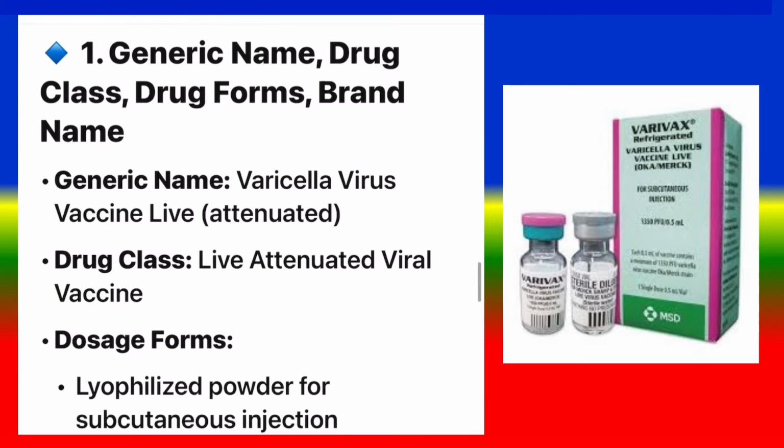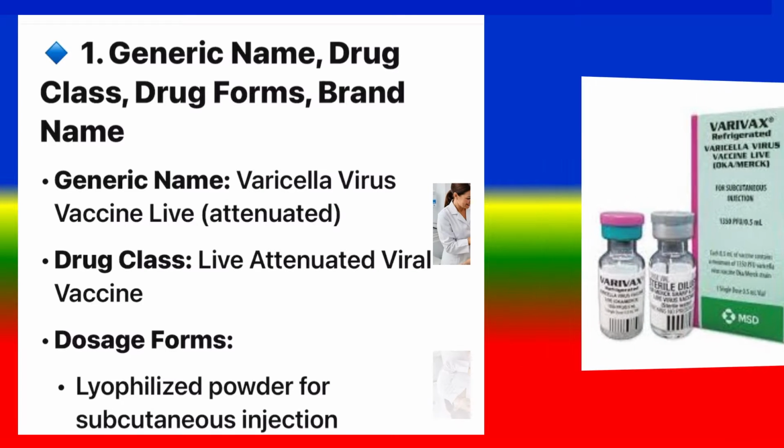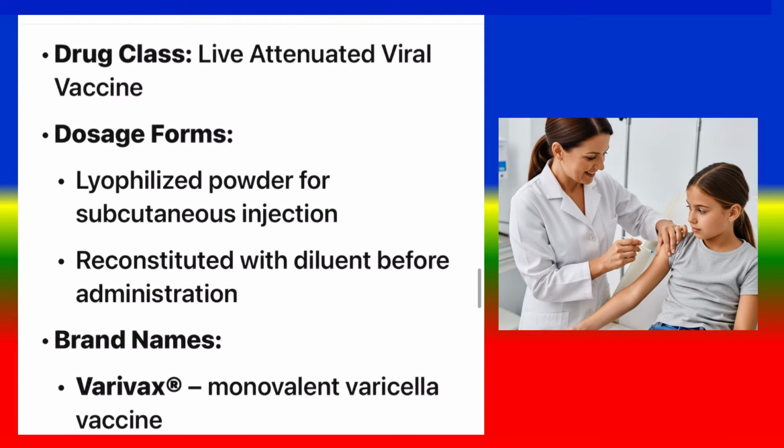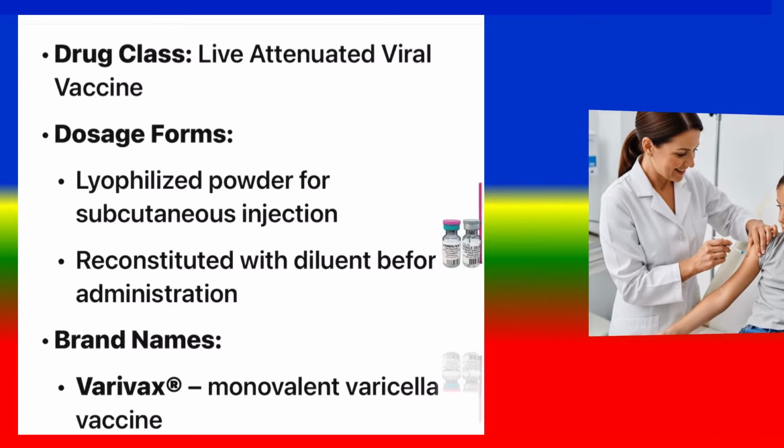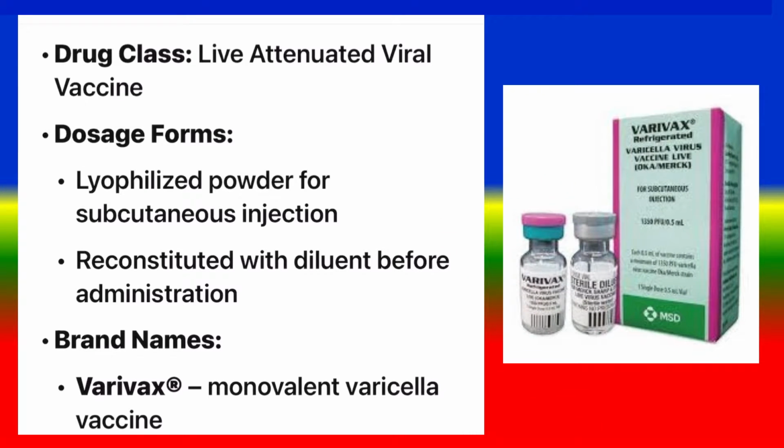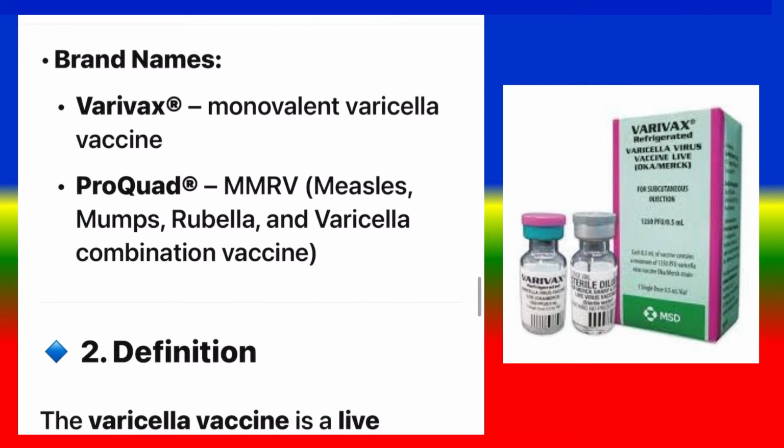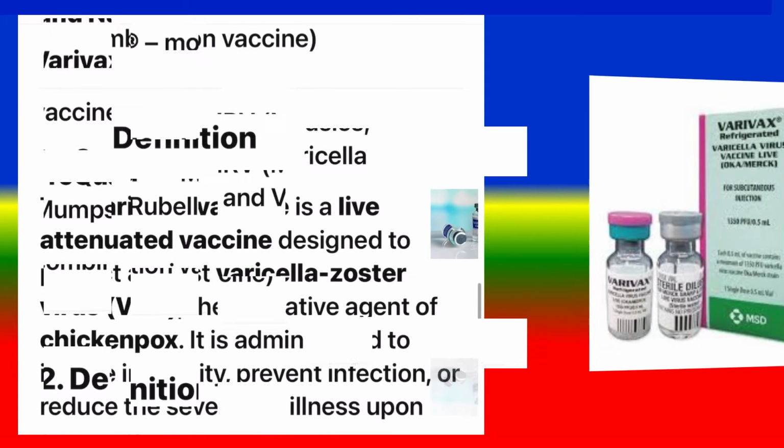Generic name, drug class, drug forms, brand name. Generic name: varicella virus vaccine, live attenuated. Drug class: live attenuated viral vaccine. Dosage forms: lyophilized powder for subcutaneous injection, reconstituted with diluent before administration. Brand names: Varivax, monovalent varicella vaccine; Proquad, MMRV, measles, mumps, rubella, and varicella combination vaccine.